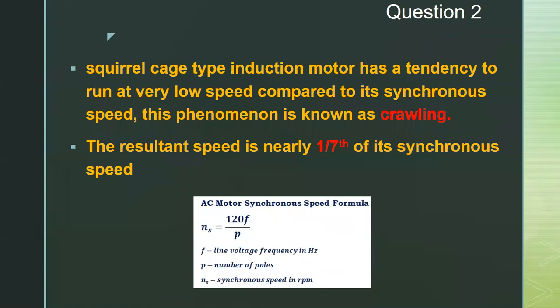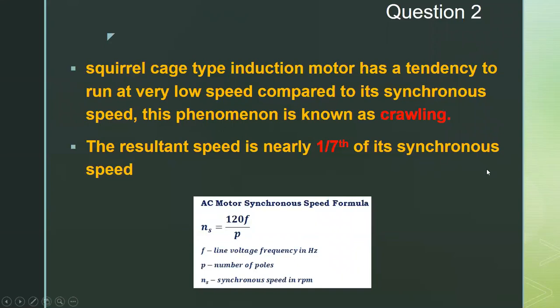So what is crawling? The squirrel cage induction motor has a tendency to run at a very low speed compared to its synchronous speed. That phenomenon is known as crawling. The resultant speed is nearly 1/7 of its synchronous speed. So at crawling time, the speed of the rotor will be 1/7 of the synchronous speed.